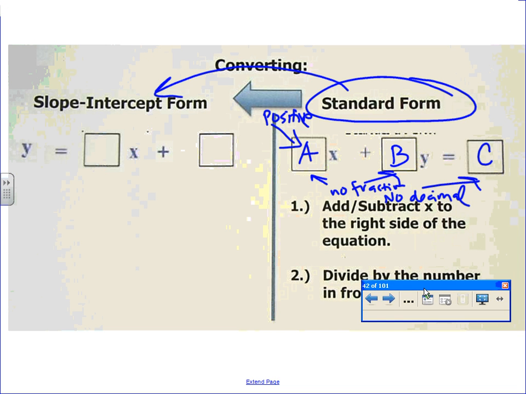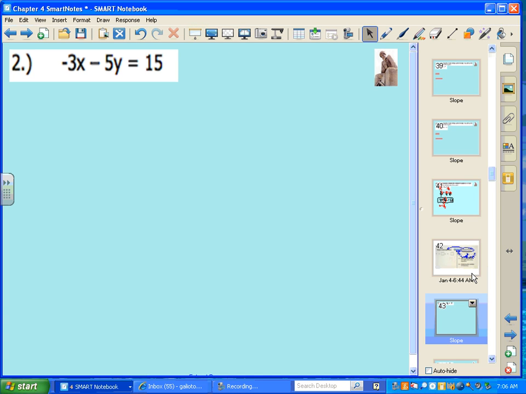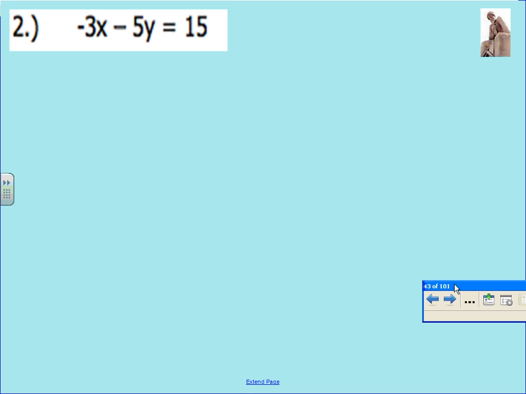Okay, let's go to number 2. Okay, number 2, we have negative 3x minus 5y equals 15. First question you want to ask yourself before you put it into slope-intercept form is, is this in the correct standard form? So you ask yourself, okay, well, are the a's, b's, and c's fractions or decimals? They're not. Then you ask yourself, well, is that first term positive?